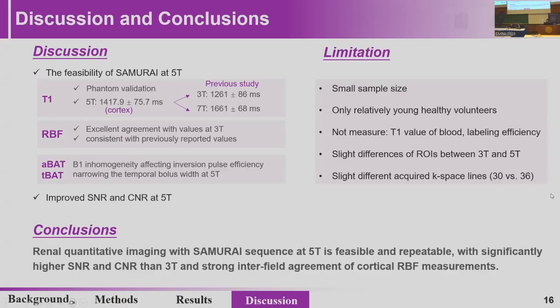And the study also has some limitations. For example, the small sample size and the only relatively young healthy volunteers, and we did not measure the T1 value of blood and labeling efficiency at 5T. So in conclusion, renal quantitative imaging with a similar sequence at 5T is feasible and repeatable, with significantly higher ACNR and CNR than 3T and strong interfield agreement of cortical RBF measurements.